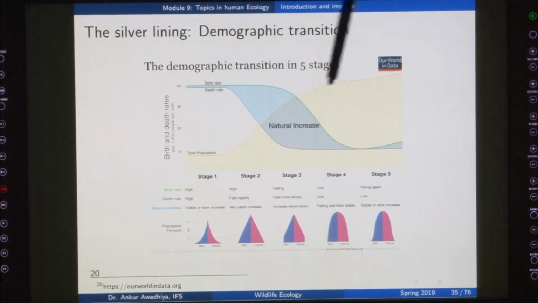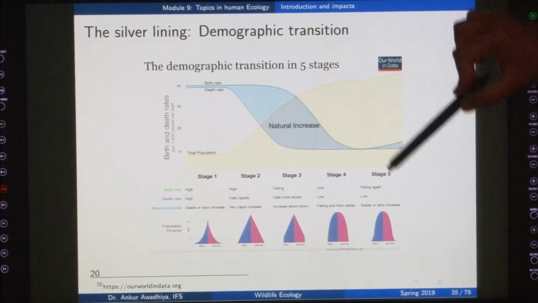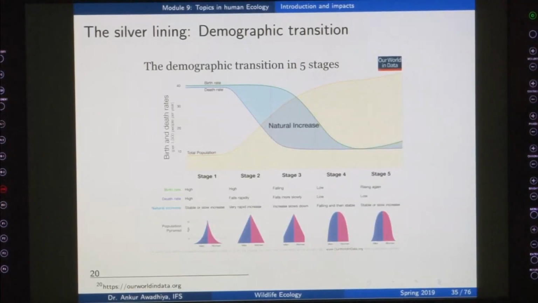This yellow curve is the total population, and when you have reached this flatness, the fifth stage can be a stage in which your birth rate starts rising again, or maybe the birth rate becomes even lower than the death rate, and in both cases you will have different results. If birth rates increase, then you will see a further increase in the population, or else you will start seeing a decrease in the population.